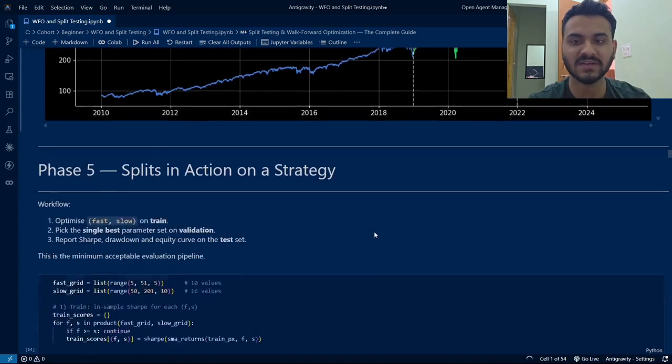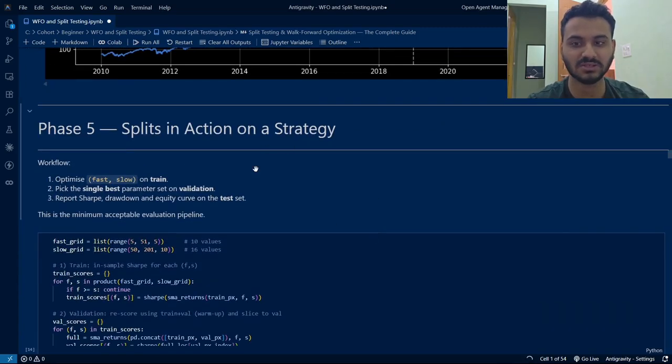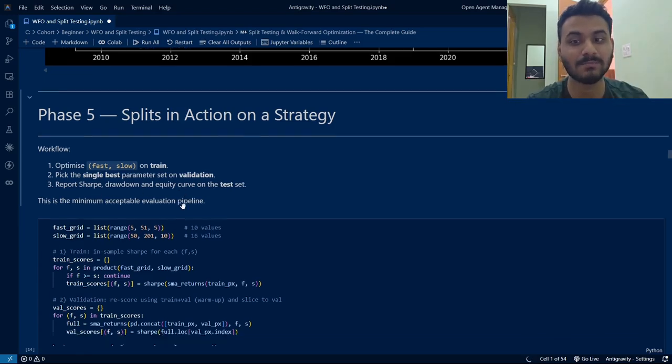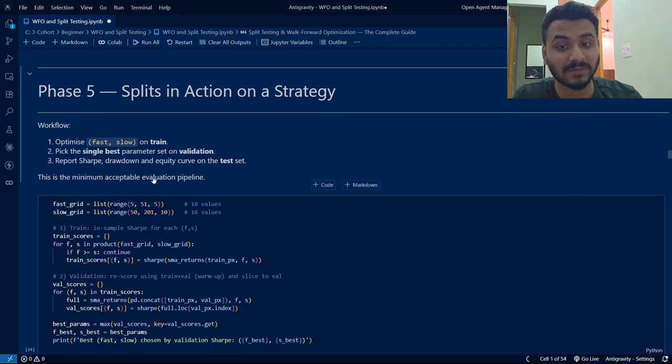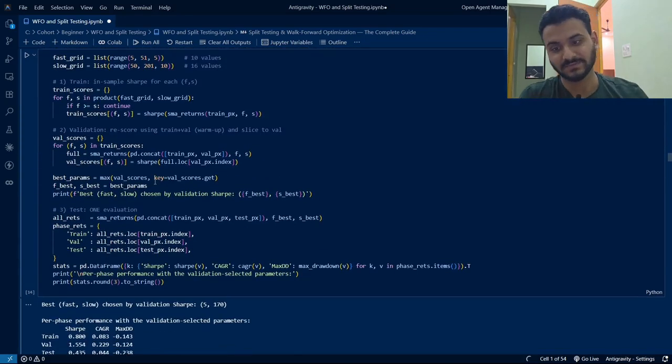Now, phase 5 is your splits in action on a strategy. Optimize fast and slow on train. Pick the single best parameter set on validation, and then report Sharpe, drawdown and equity curve on the test set. This is the minimum acceptable evaluation pipeline in backtesting.